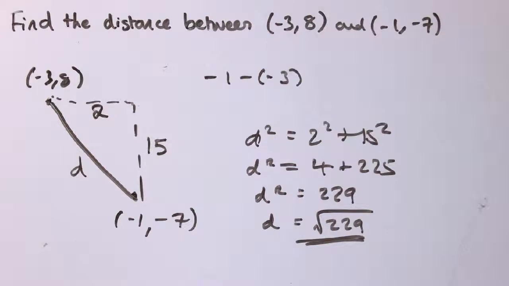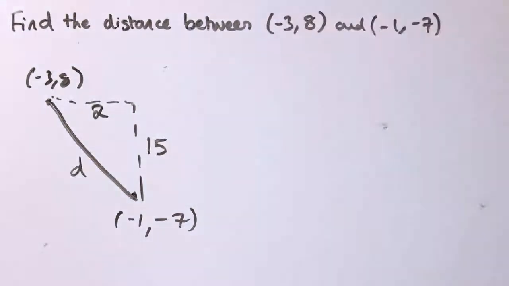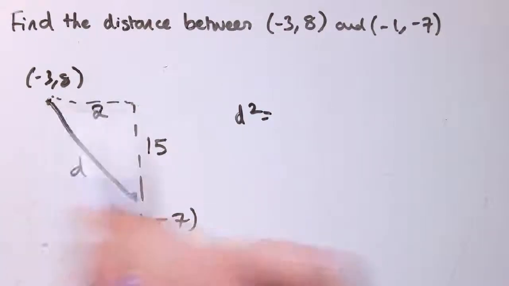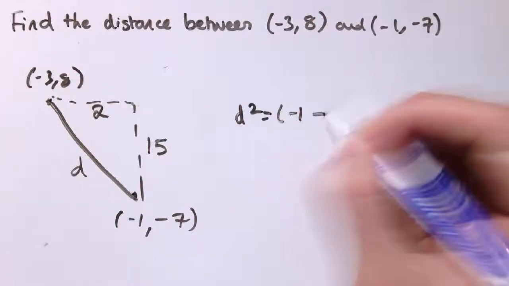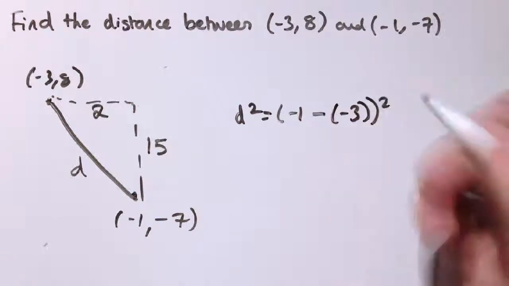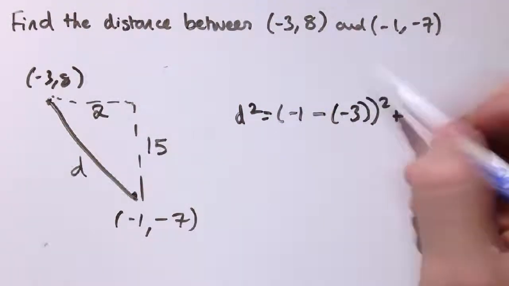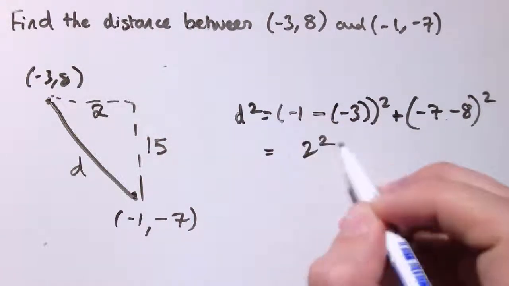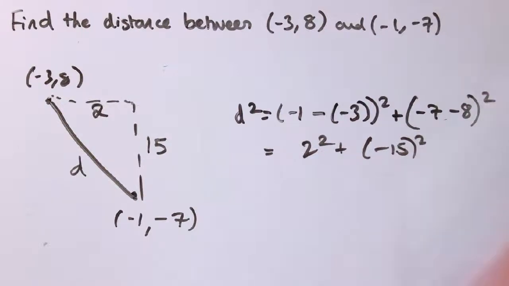Now, it might be informative just to write this out in a slightly longer form and see what we're doing, so we don't have to think it through every single time. What I'm saying is that the distance squared is the difference in the x-coordinates squared, which is -1 minus -3 all squared, plus the difference in the y-coordinates squared, so that's -7 minus 8 squared. So actually here we get 2 squared plus (-15) squared, so it's fine to take this as -15 because squaring it is going to make it positive anyway, which is 4 plus 225, which is 229 as before.